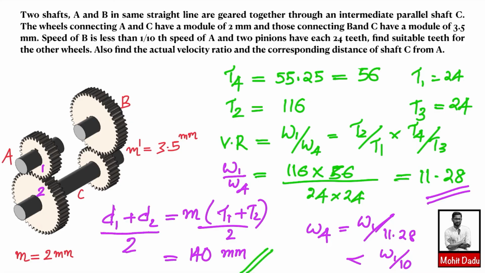So we made an assumption for the velocity ratio, then calculated the number of teeth, then based on that calculated the actual velocity ratio, and finally calculated the center distance of these two gears also. So I hope you understood this problem on the reverted gear train.